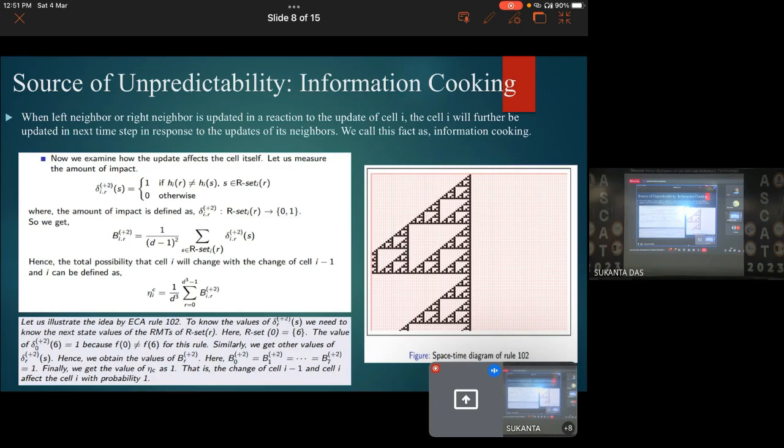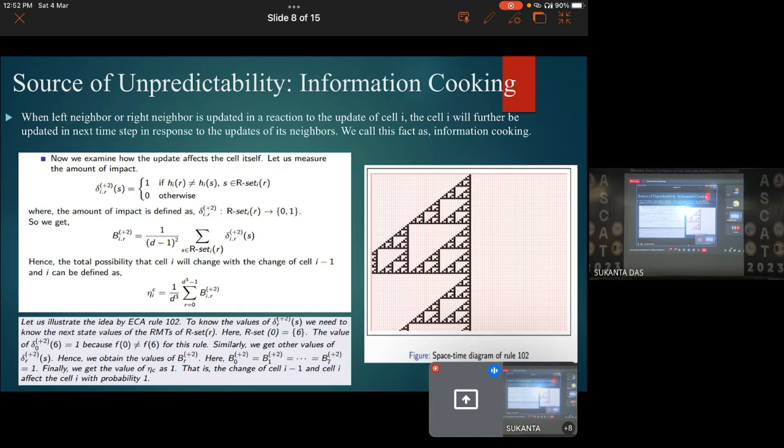Next one is information cooking. See here, in case of information propagation, we have added one information, right? That means we have changed the state of one cell only. Now in information cooking, what we will see is that when this left neighbor or right neighbor is updated in reaction to the update of cell I, that means here we were changing 2 bits of information. The cell I will further be updated in the next time step in response to the updates of its neighbors. We call this fact information cooking.